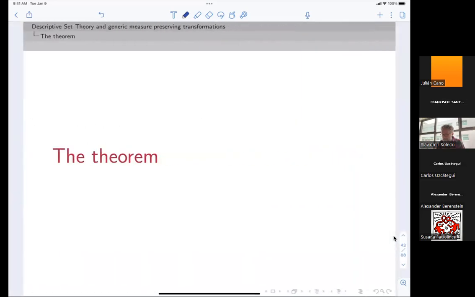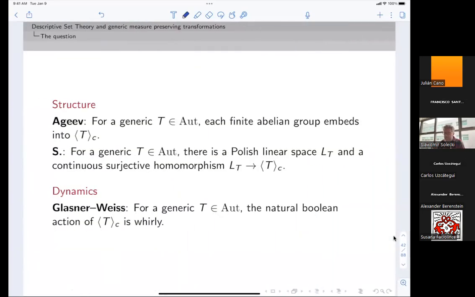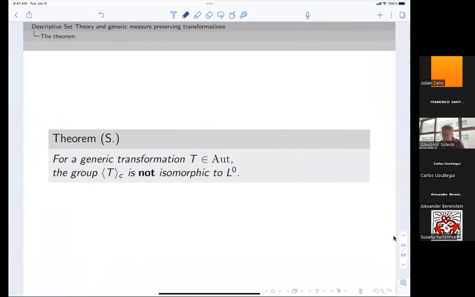And so the question is, is this actually L0? And the theorem is that it's not. For a generic transformation T, this group is not isomorphic to L0. So it's not only that for a generic T I don't get L0. In fact, for most T's it is not L0. L0 can happen only on a small sliver of Aut. It will happen, by Glasner and Weiss, somewhere, but L0 will show up only on a very exceptional set.